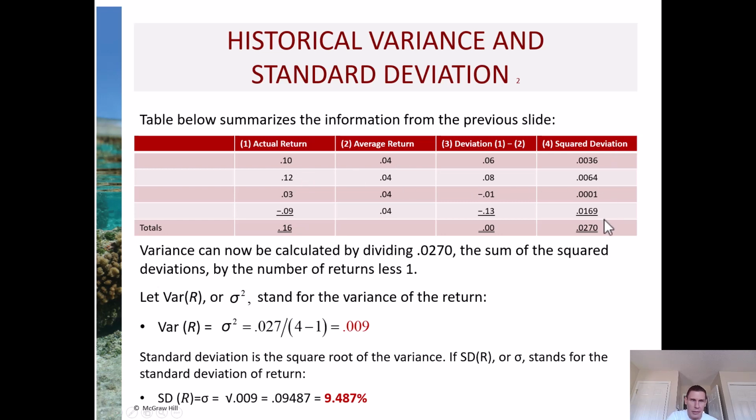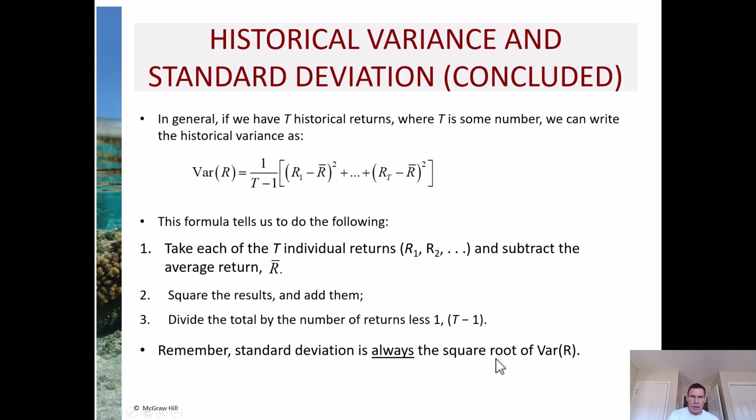So the variance can now be calculated by dividing the 0.0270, the sum of the squared deviations, by the number of returns less 1. If we let V(R), or the standard deviation squared, stand for the variance of the return, then we plug in our numbers, we get 0.027 over 4 minus 1, and we get 0.009. The standard deviation is the square root of the variance. If we plug in those numbers, we get a standard deviation of about 9.487%. Think of the variance and the standard deviation as another measure of risk, because it's telling you how much fluctuation those things are likely to do. Doesn't mean it will, but that's the prediction.